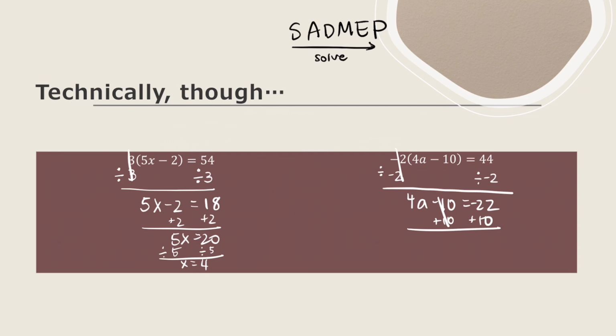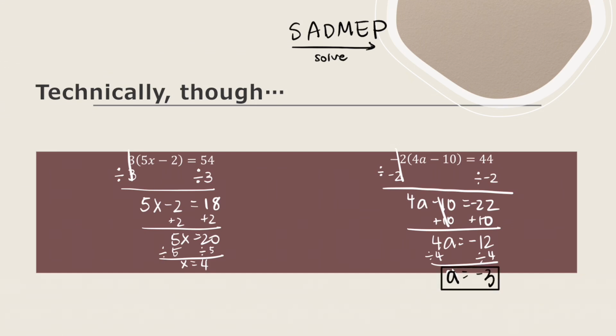So see, be careful of those negatives. If I hadn't remembered to put that negative there, because 44 divided by negative 2 would be negative 22, that would mess up my answer. So there we go. So when I add 10 to both sides, that actually becomes negative 12, and then I would get a, ran out of space, a equals negative 3.